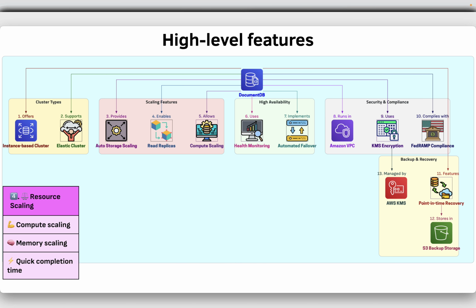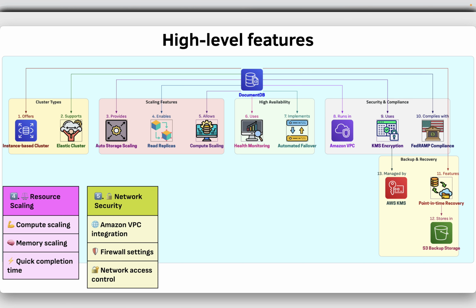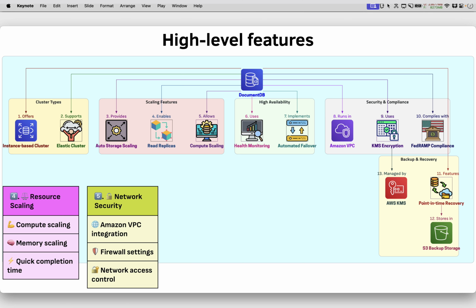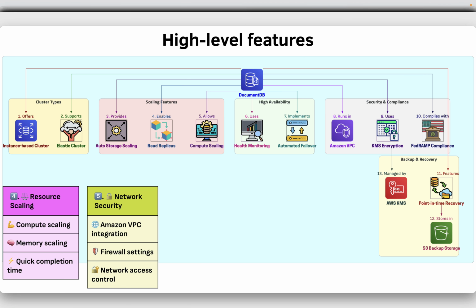Amazon DocumentDB lets you scale the compute and memory resources for each of your instances up or down. Compute scaling operations typically complete in a few minutes. Amazon DocumentDB runs in Amazon Virtual Private Cloud (VPC), so you can isolate your database in your own virtual network. You can also configure firewall settings to control network access to your cluster.